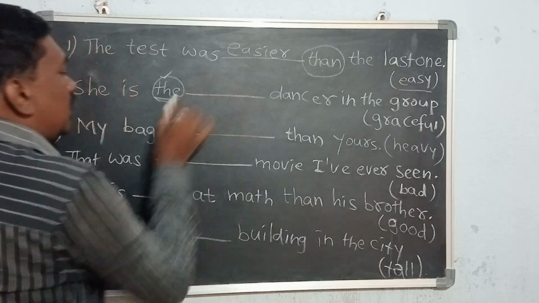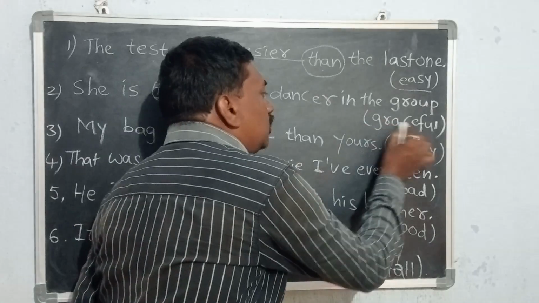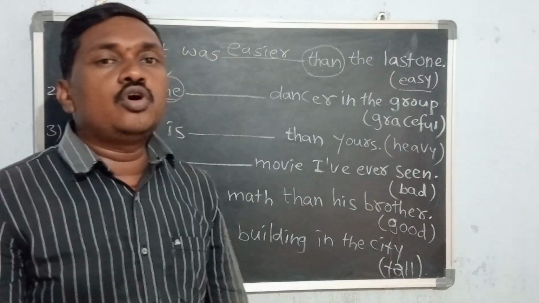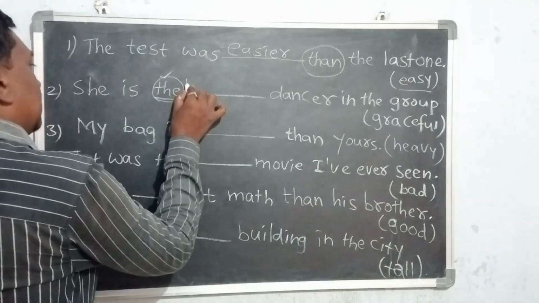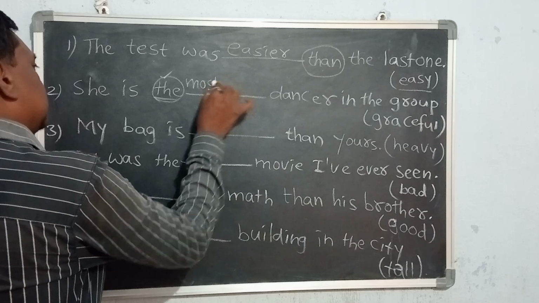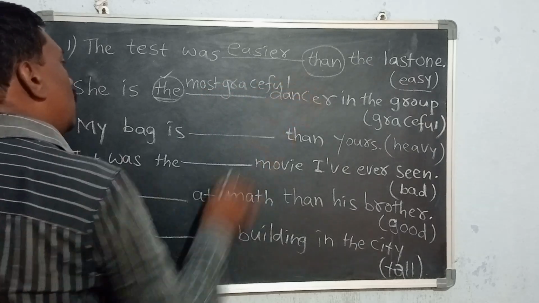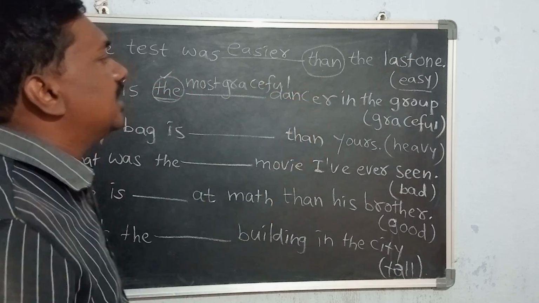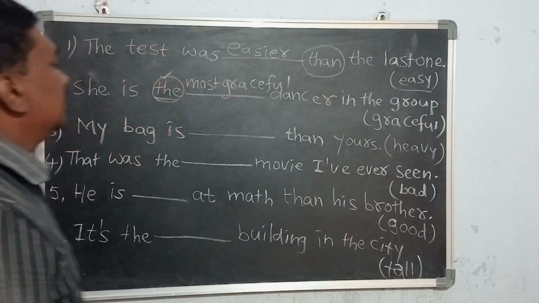So next we should write adjective 3 form, that is superlative degree. Graceful is adjective 1, positive degree graceful, more graceful and most graceful. So here the correct answer is most graceful. She is the most graceful dancer in the group.